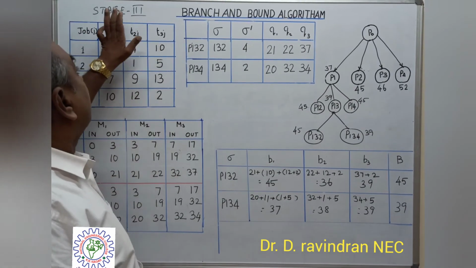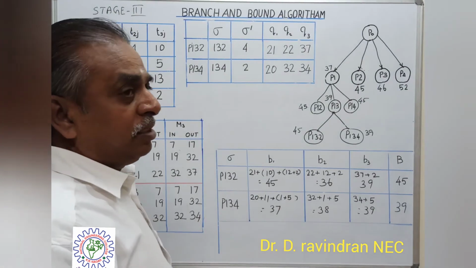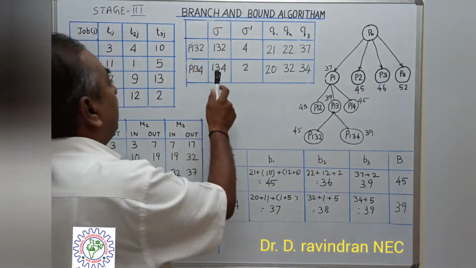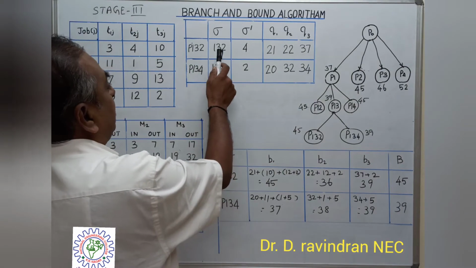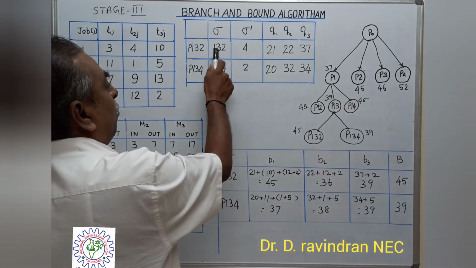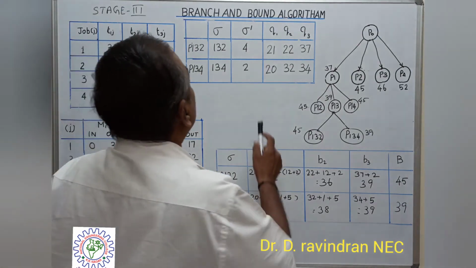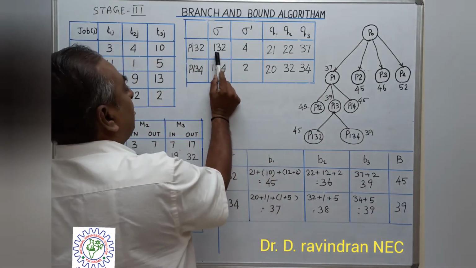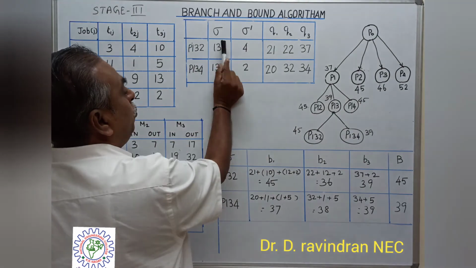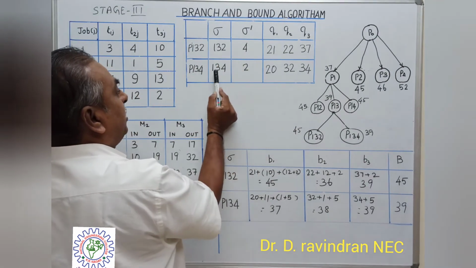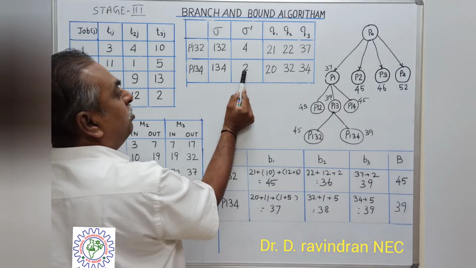Now we can go to the third stage. In the third stage, we have decided to process the second job after 1 and 3, as well as the fourth job after 1 and 3. So here, if you take the positions 1, 3, 2, the remaining job will be 4. If you take 1, 3, 4, the remaining job will be 2.